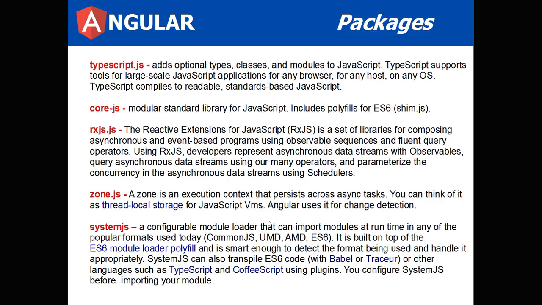Okay, so let's go through the packages. TypeScript adds optional types, classes, and modules to JavaScript. TypeScript supports tools for large-scale JavaScript applications for any browser, for any host, for any OS. TypeScript compiles to readable, standards-based JavaScript. We call it transpiling. Core.js is a modular standard library for JavaScript. It includes polyfills for ES6.